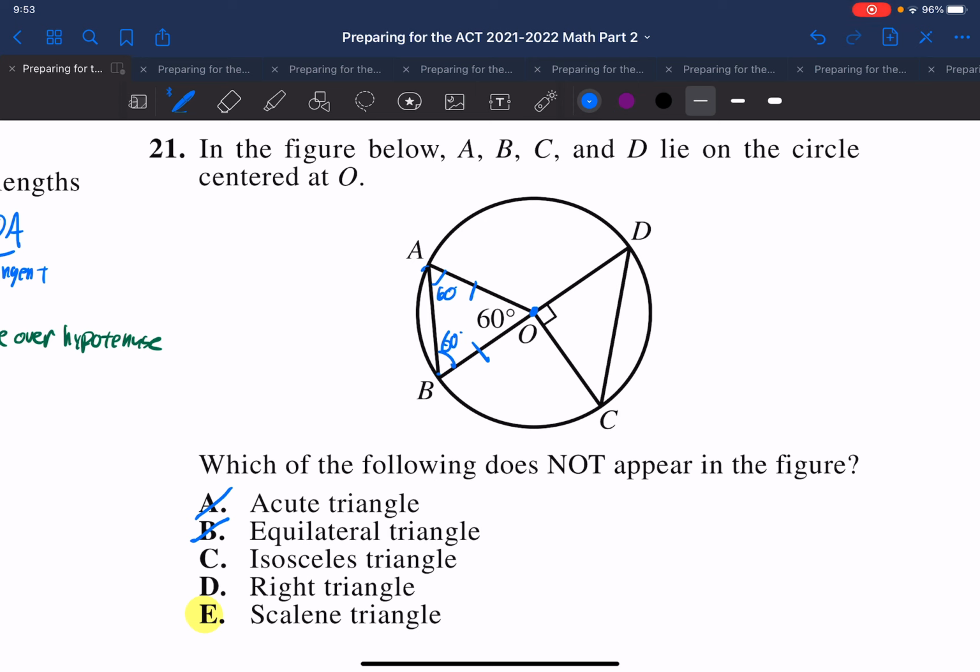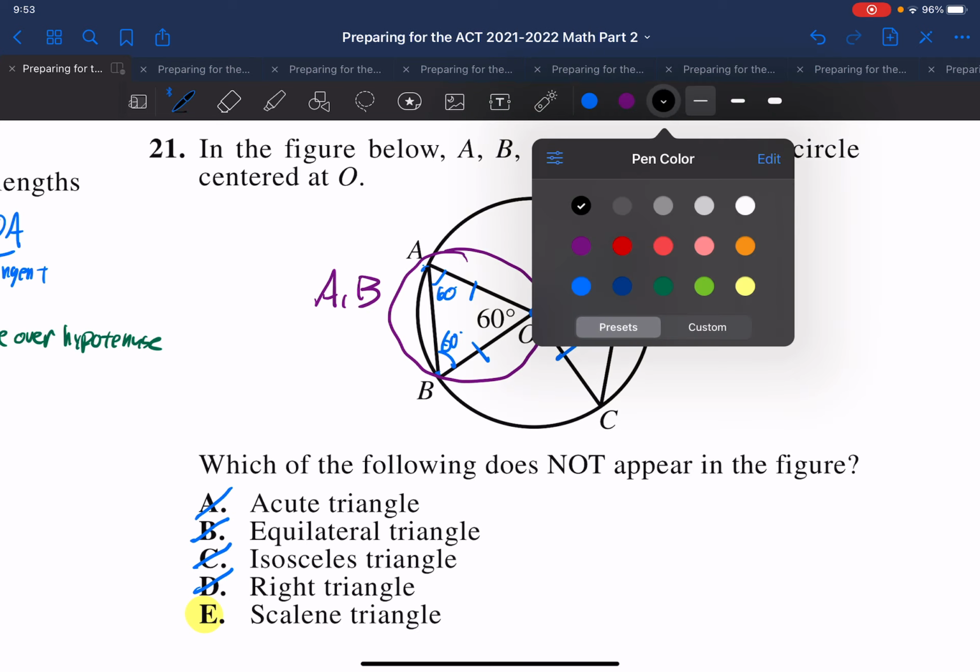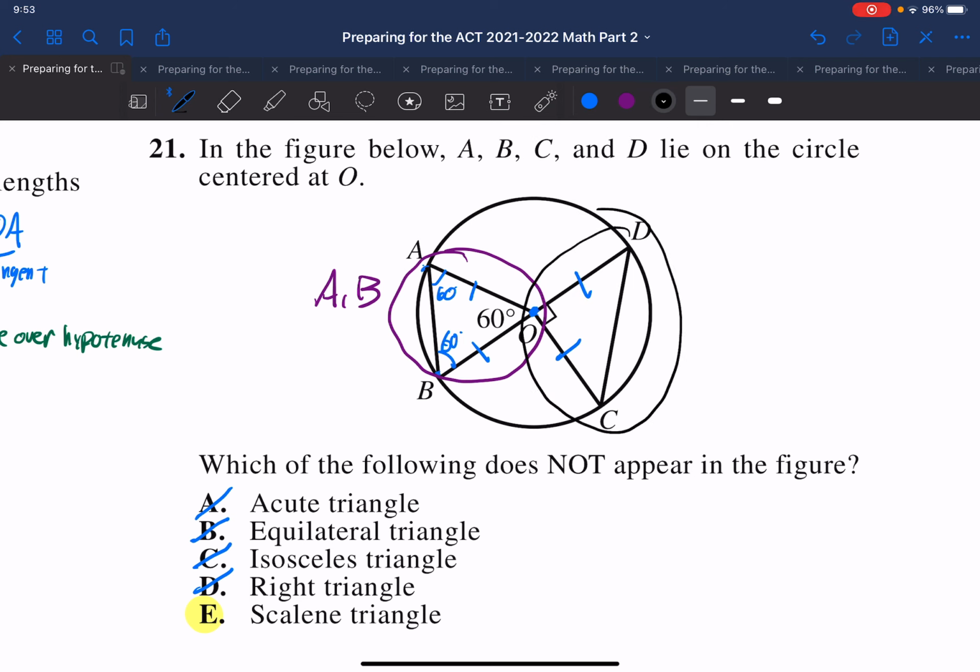Now, what about a right triangle? Well, we see that. But what about an isosceles? Well, that's true too, because all four of these, from the center out, OA, OB, OC, and OD, they're all the same because they are all radii of a circle. And so they are all the same. So that right there is an isosceles triangle. So this right here is A and B, and this right here is C and D. So the one triangle we don't see is a scalene triangle.